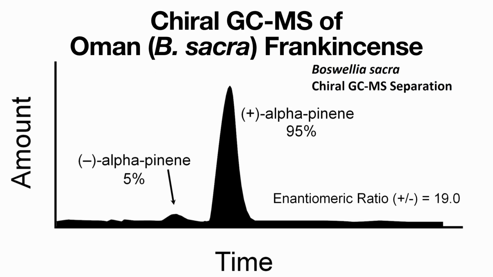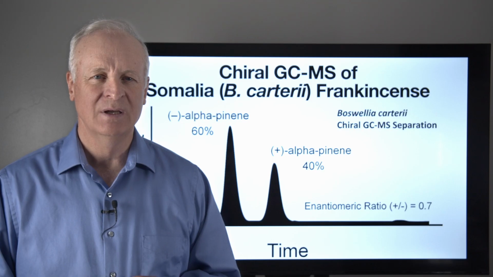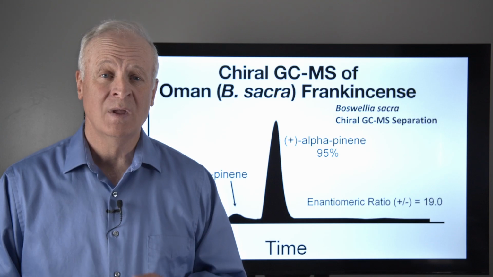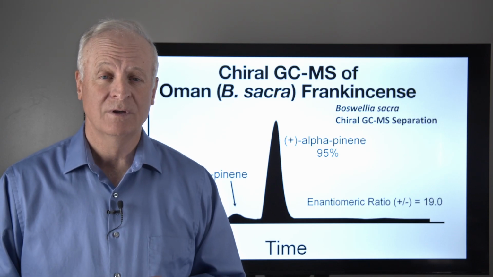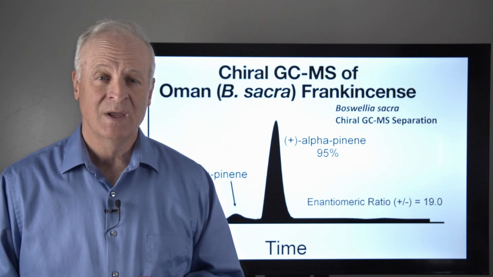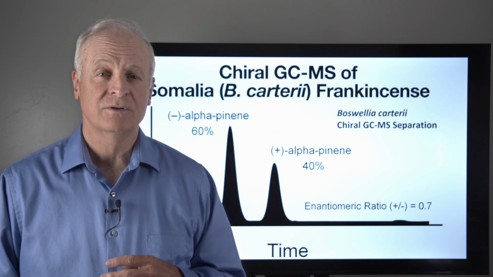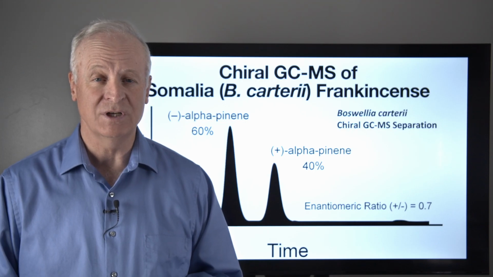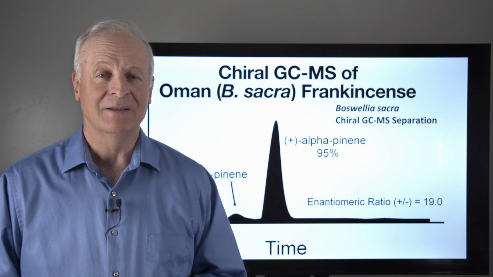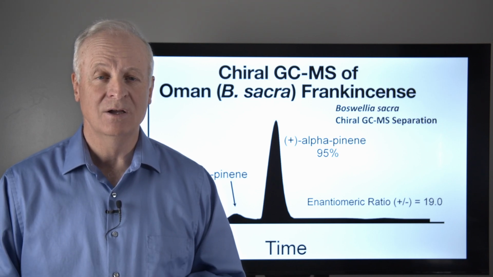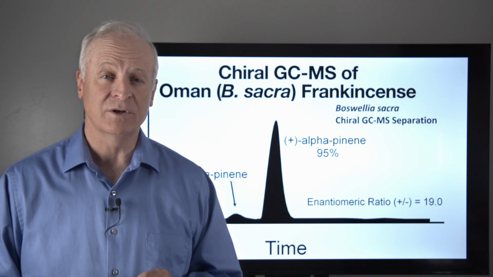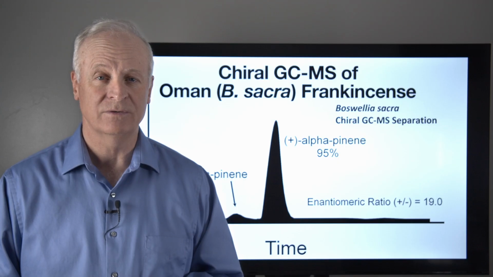Well, this difference in alpha-pinene happens to be the major difference and the cause of the optical rotation difference. The optical rotation of Oman frankincense being plus 30 and the optical rotation of Somalian frankincense being minus 13 degrees. Well, these differences in optical rotation indicate that there's a difference in the chirality and the enantiomeric ratio of the two alpha-pinenes and the other molecules that are found in the essential oils.